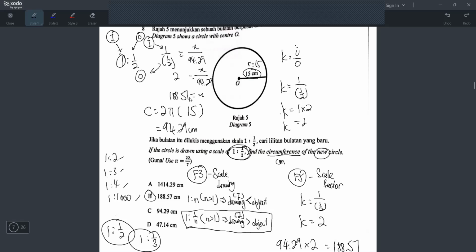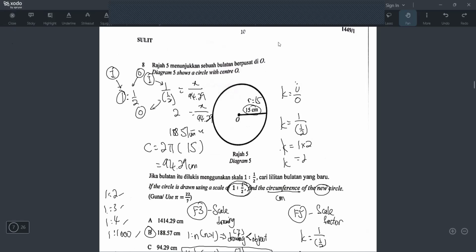But I want to explain one more time. You cannot do it like this if it's area. Okay, if this is area, then you cannot do it like this. Let me explain, if it is area, what formula you will use. If area, you will do it like this. You will use this formula: area of image equals k square times area of object, right?